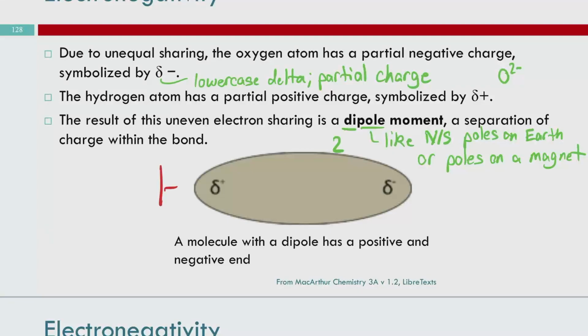So our hydrogen would be on this side. Our oxygen would be on this side. Oxygen's a little bit of a bully. It's stealing the electrons, and so it gets the partial negative. Hydrogen's got a lower electronegativity value, and so it's got a partial positive.